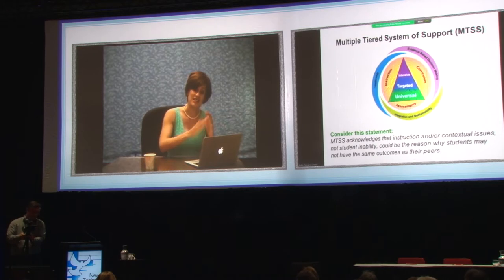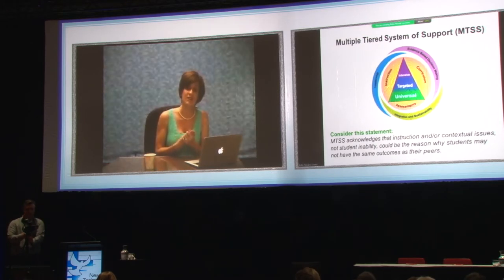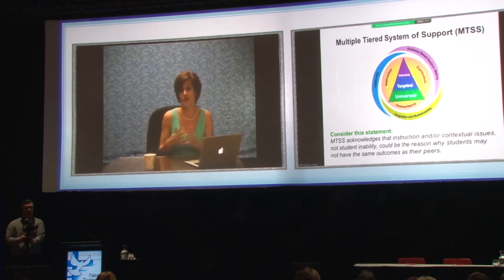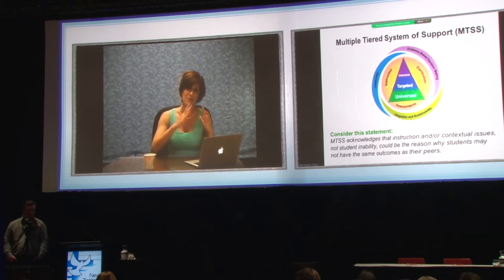So this MTSS model allows the students who need our time the most to get the most intense instruction, while those students who are really becoming almost stage two learners, if you think about the zone of proximal development, they're able to kind of help themselves. They can then go on and move on. So that is the model of MTSS.